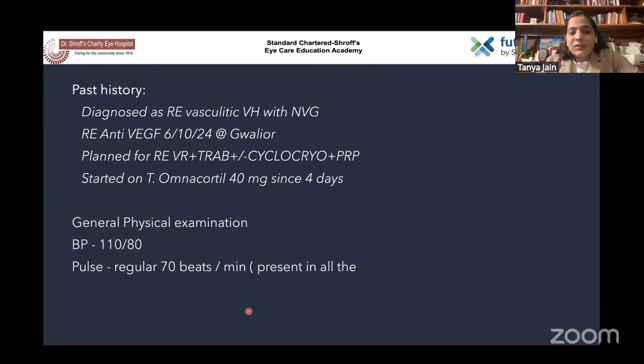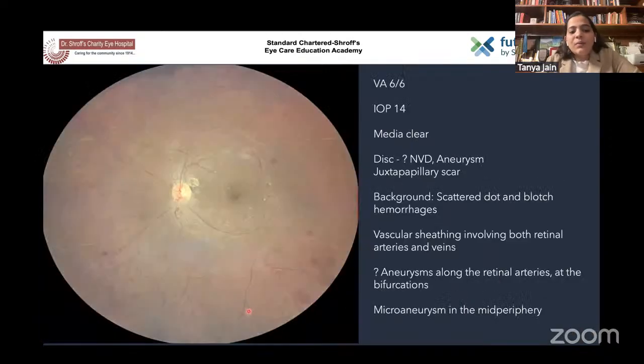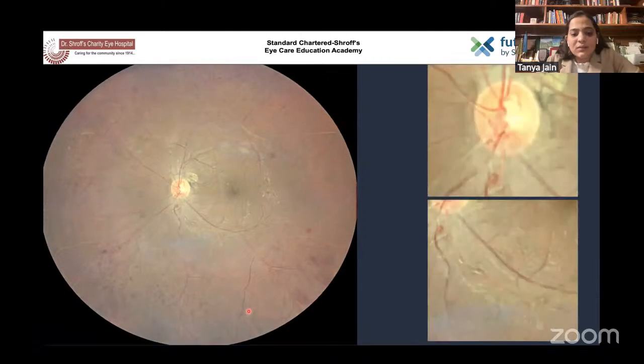He gives a past history of vasculitis VH for the right eye. Right eye, there was a lot of edema, not visible. However, this is what the left eye looked like. So you need to look very closely on this. Just if you see the disc, yeah. So if you see the disc, there is some hemorrhage or neovascularization or hyperemia of the disc.